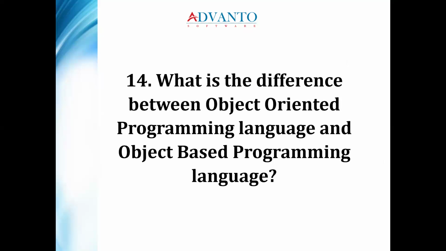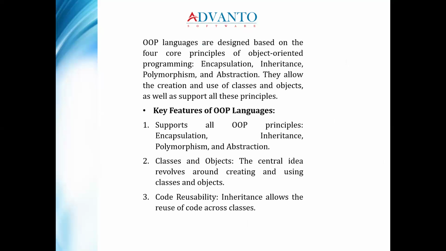The next question, what is the difference between object-oriented programming language and object-based programming language? Object-oriented programming languages are designed based on the four core principles of object-oriented programming, that is, encapsulation, inheritance, polymorphism, and abstraction. They allow the creation and use of classes and objects, as well as support all these principles.